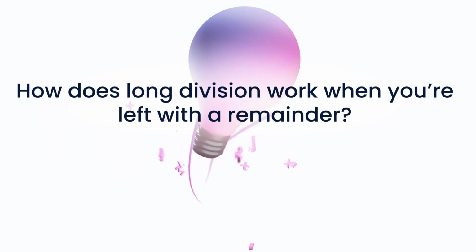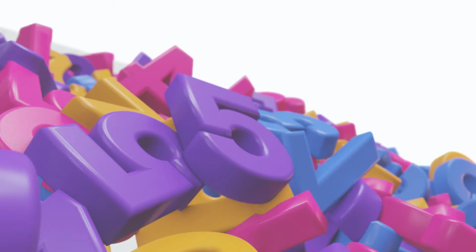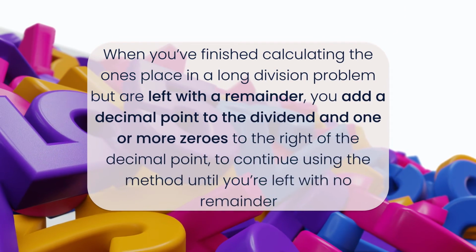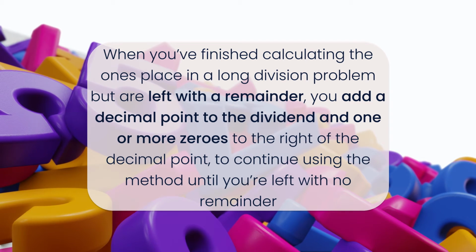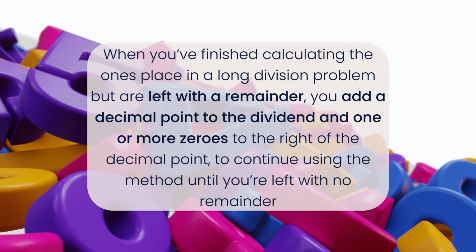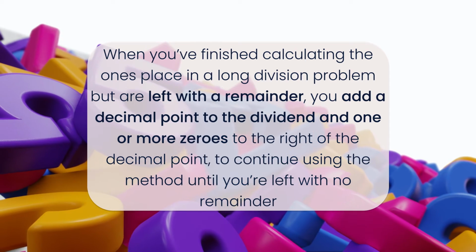How does long division work when you're left with a remainder? When you've finished calculating the ones place in a long division problem, but are left with a remainder, you add a decimal point to the dividend and one or more zeros to the right of the decimal point to continue using the method until you're left with no remainder.